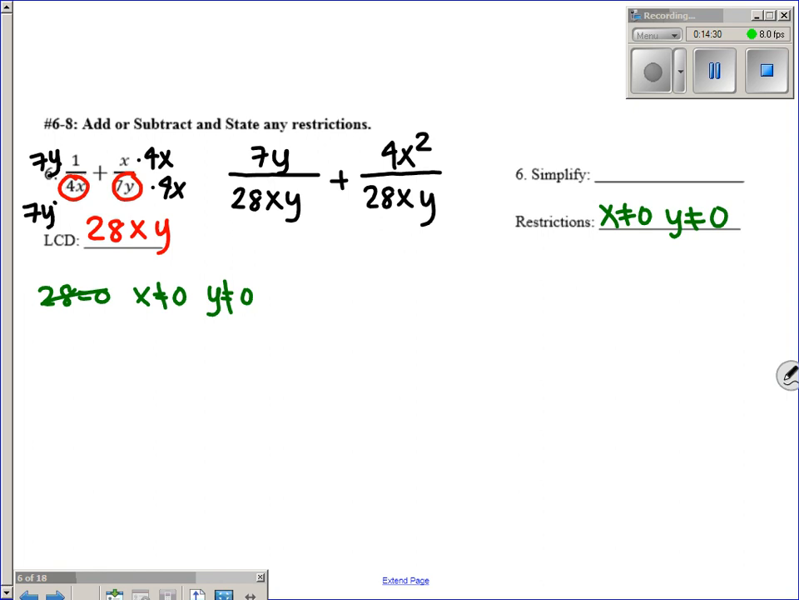At that point, you're just adding the numerators, so it becomes 7y plus 4x squared over 28xy. And again, I know you guys want to cross stuff out at that point, but those are not factors. There is an addition sign in the middle. You cannot just cancel stuff out anymore. This is the answer as simplified as it gets.